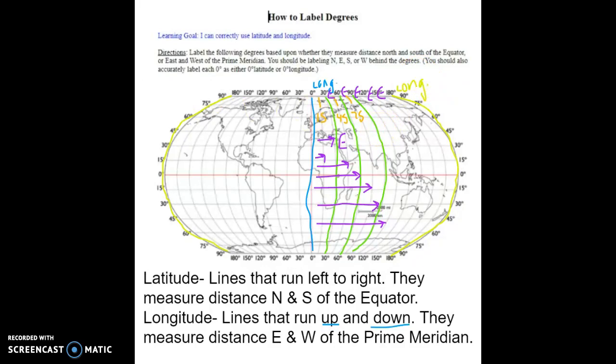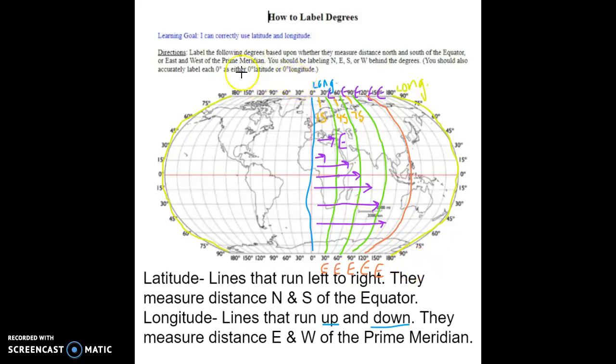A reminder that the degrees on the bottom here, all these right here, are the exact same as the degrees up here. It is the same line. So if I was at 120 degrees, which is this line, it is the same 120 degree line down here. So all of these will also be labeled east. These are all longitude lines located east of the prime meridian.